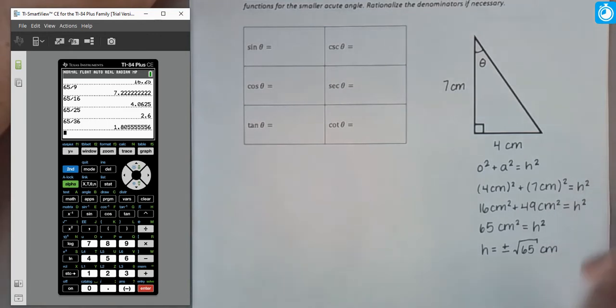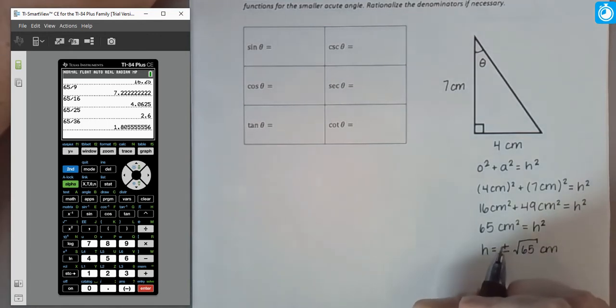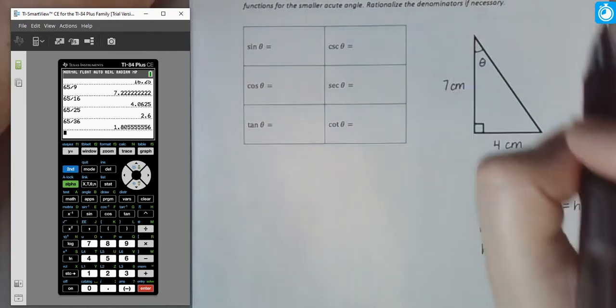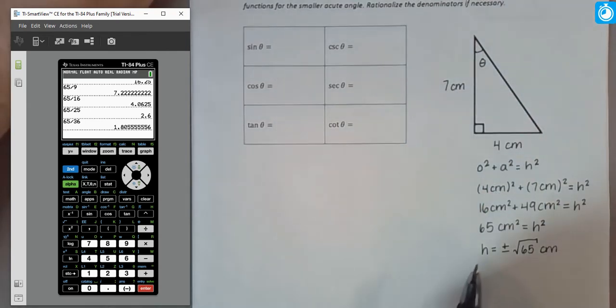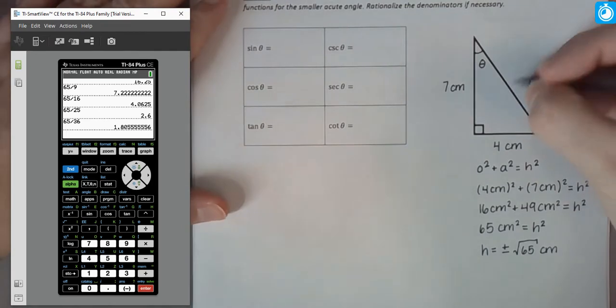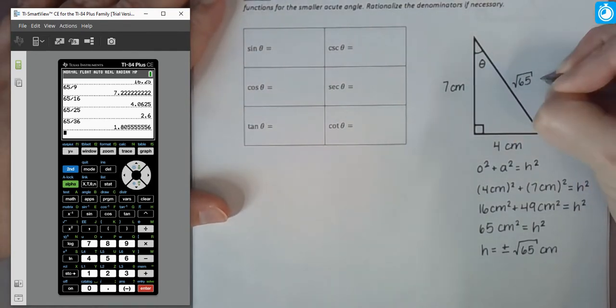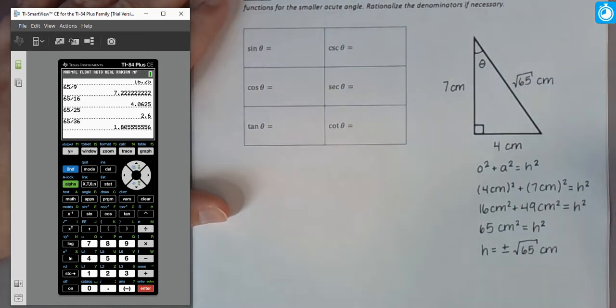So in this case, in the context of this problem, the only length that makes sense is going to be the positive root 65 centimeters. We'll talk about what it means if the length is negative, maybe not for the hypotenuse, but in other situations, we will use the negative value. But if we're talking about a physical triangle in space, all the side lengths are going to be positive. So the length of our hypotenuse is going to be root 65 centimeters.